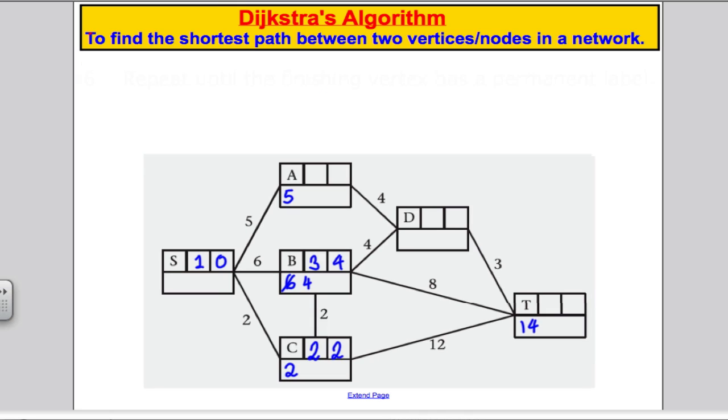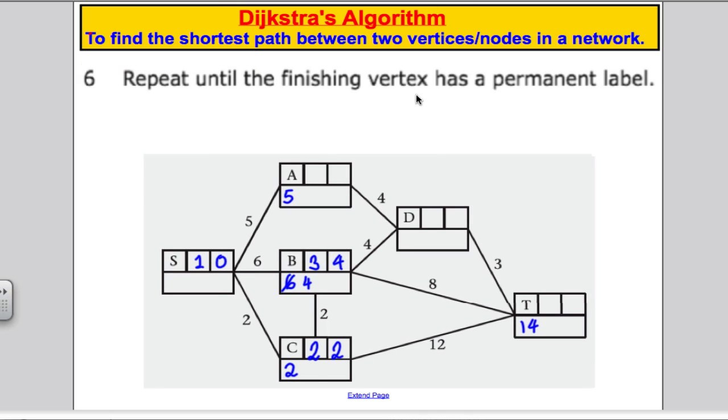Next stage, step 6. Step 6 says repeat this until the finishing vertex T has a permanent label. So we're going to keep the process going. The one we've just made permanent, okay, we consider everything coming out of there.